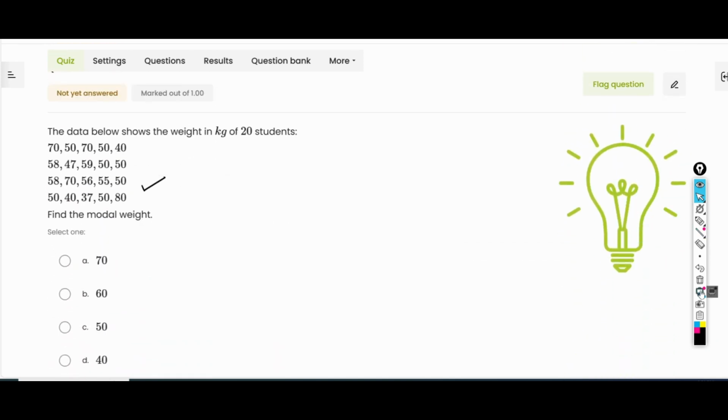All right, so the data below shows the weight in kg of 20 students. Find the modal weight. Okay, so modal weight. Mode means most occurring.